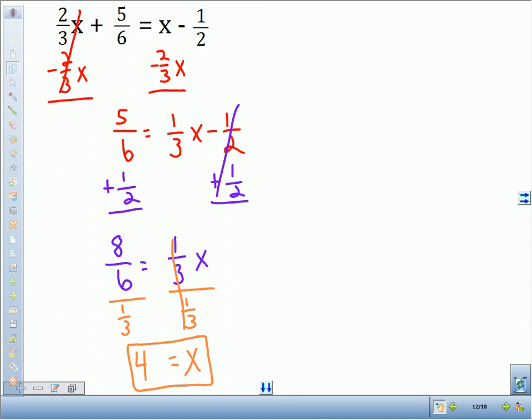Again, with the graphing calculator, as long as the fractions are in parentheses, it really makes no difference whether you use numbers or fractions. Our answer here was 4 equals x. 4 equals x and x equals 4 are exactly the same thing.